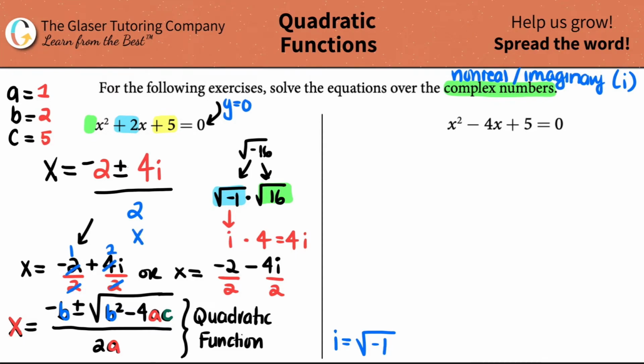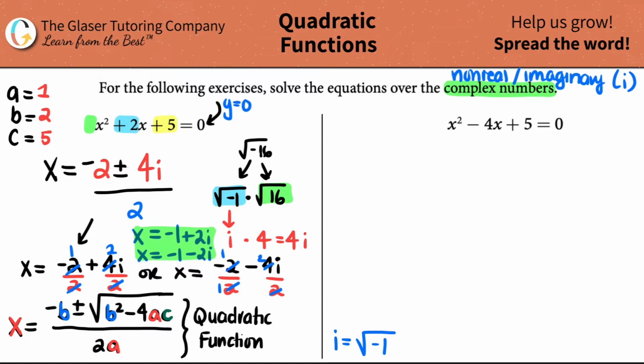So I have x equals negative 1 plus 2i. And then the same thing, right? You have negative 1 minus 2i. And there are your two answers. Okay. That's it. So these are your roots. Let's go to the next one.